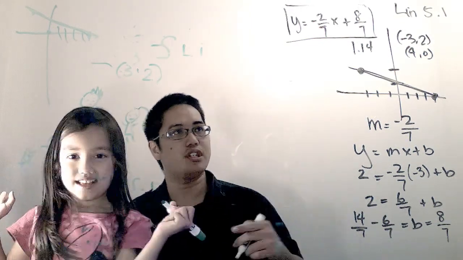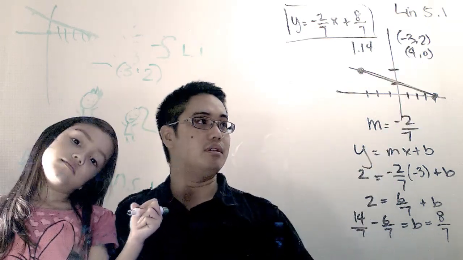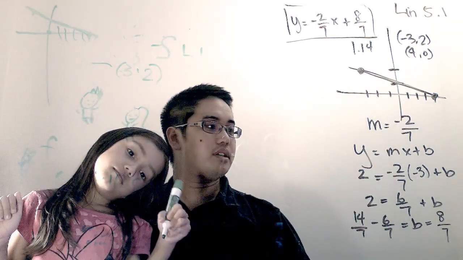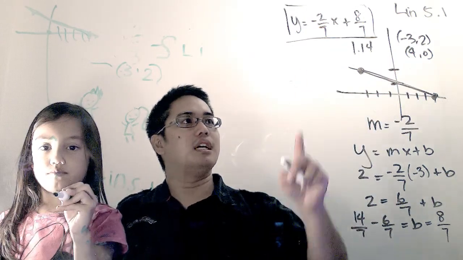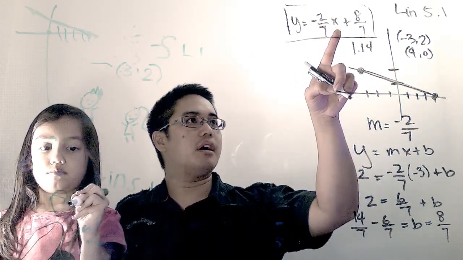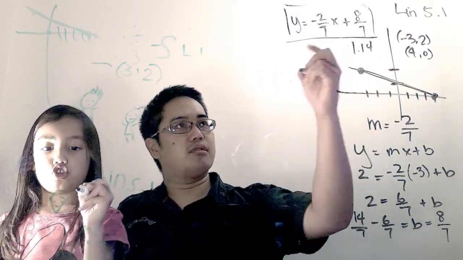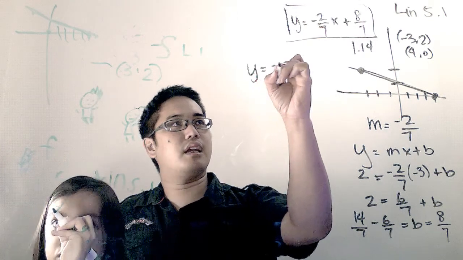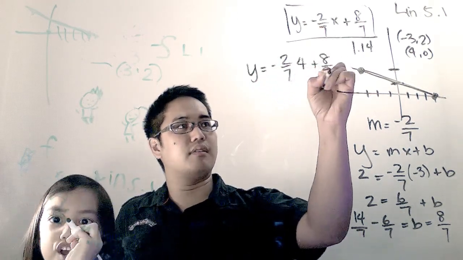Now, one way to check this is to take your other point that you had. I used the point (-3, 2), so I can take my other point and see if that works. If I plug in a 4 into here, I wonder if I will get 0. So if I plug in x equals 4, I'll have y equals -2/7 times 4 plus 8/7.